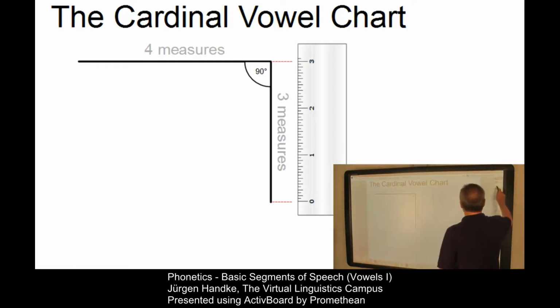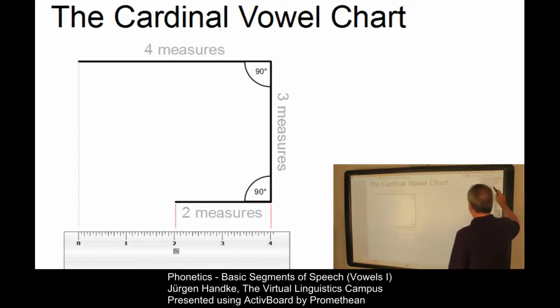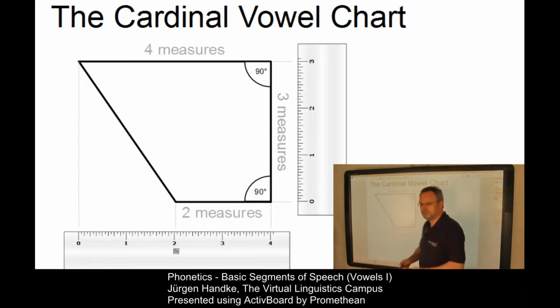The bottom line is half as long as the top line, and again we have an angle of 90 degrees between the vertical right hand line and the bottom line. And finally we link the free ends of the 2 horizontal lines so that we get the basic dimensions of the cardinal vowel chart.